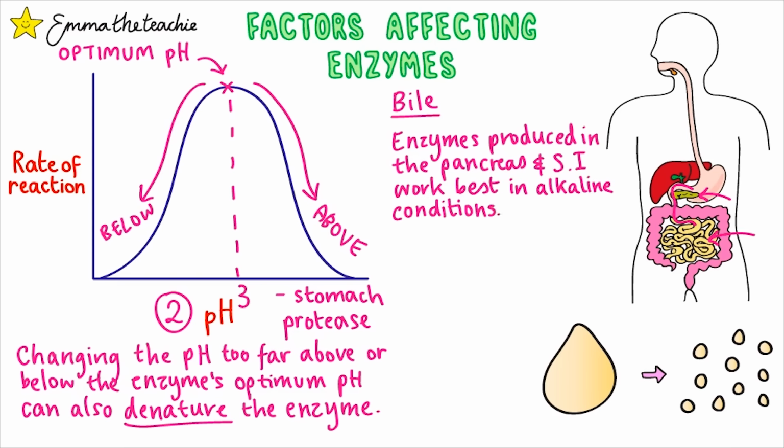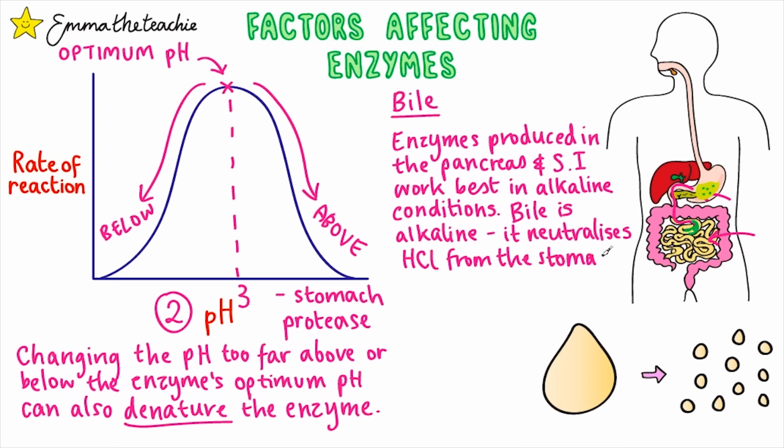When food leaves the stomach and enters the small intestine, some of the hydrochloric acid comes along with it. Bile is an alkaline liquid, so it is able to neutralize this HCl that comes from the stomach. This maintains the right alkaline conditions needed for the enzymes in the small intestines to work properly.